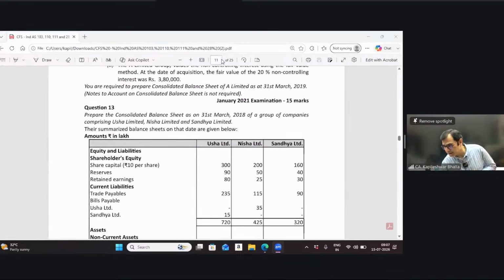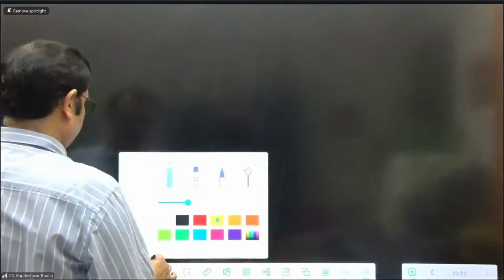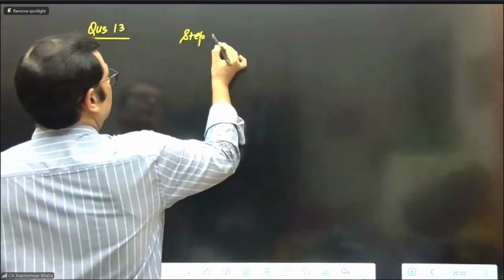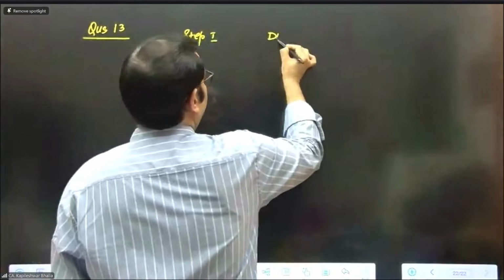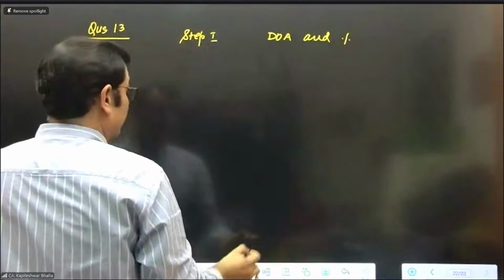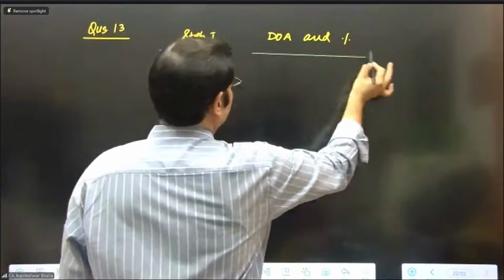Question number 13, chain holding. Okay, so the steps, of course, remains the same with a few changes in certain steps. I think that focus will keep as we proceed with the solution. So first of all, step number 1, we need to get the date of acquisition and the percentage. And there is something special which needs to be tackled at this particular stage.